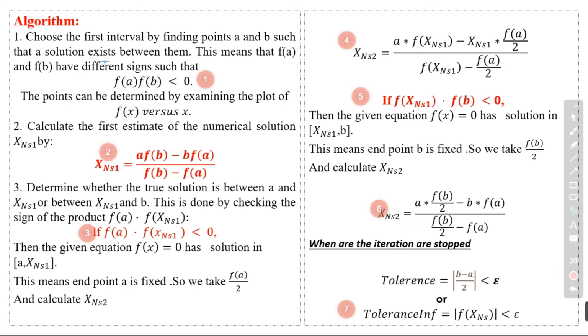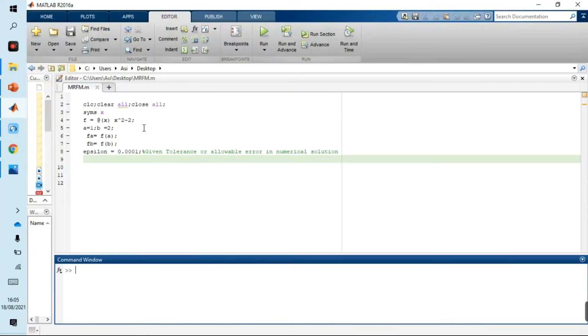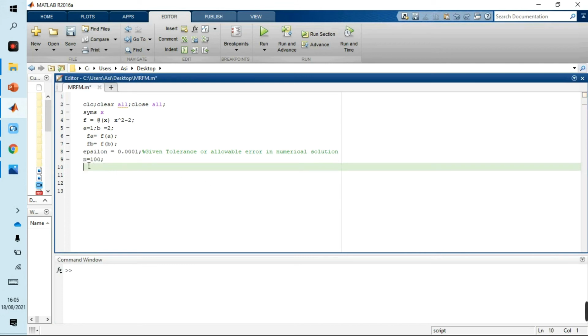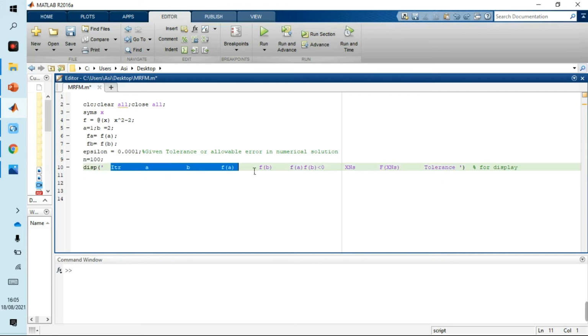So let's write a MATLAB code. F is equal to x square minus 2. This is a given function, and a is equal to 1, b is equal to 2. These are the endpoints of the interval. So we take f a is equal to the function value at a, and f b is equal to the value of the function at b. Epsilon is equal to 0.001, the given tolerance or allowable error in numerical solution. So we take n is equal to 100, the number of iterations, and use a display command to display all these stuffs.